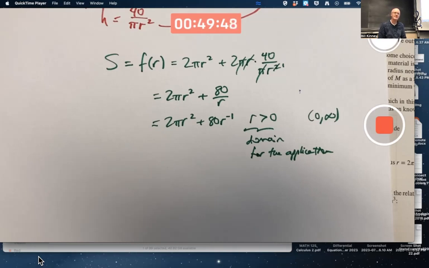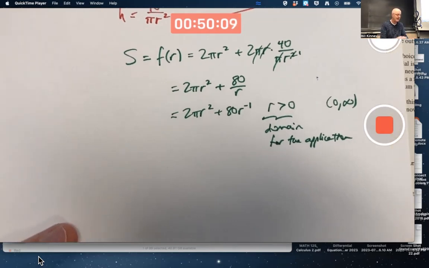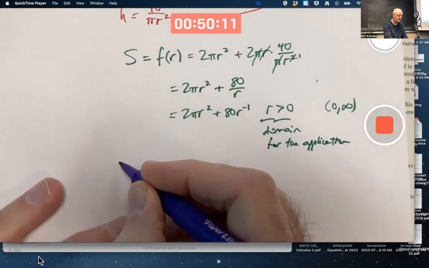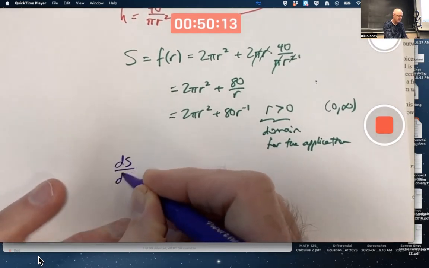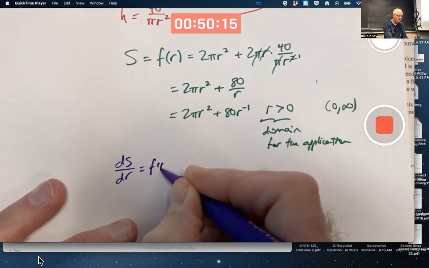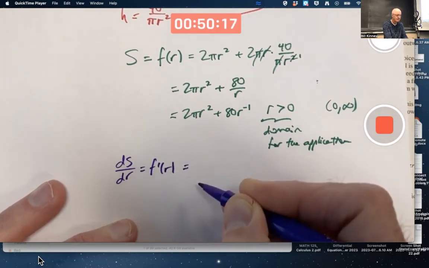How do you find it? Find the critical points, look for local extrema, and then ask yourself, well, are these local extrema actually global extrema? Or in our case, is the local minimum a global minimum? How can that be confirmed? A couple different ways. I'll talk about it when we get to it. So how do we do that? We need to take the derivative.